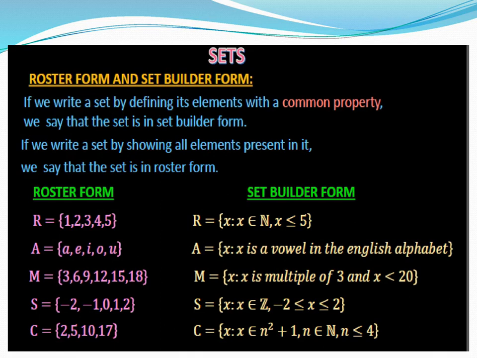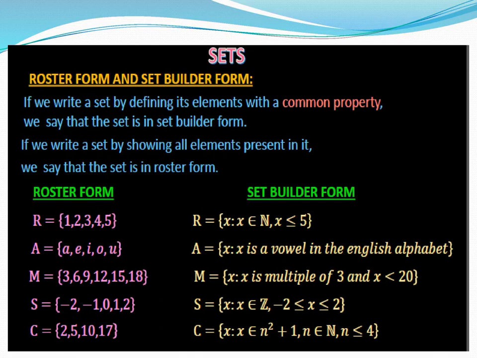Now, sets are represented in two forms. The first one is the roster form and the second one is the set builder form. If we write a set by defining its elements with a common property, we say that the set is in set builder form. Set builder form contains one common property. But if you write a set by showing all the elements present in it, we say that the set is in roster form. Here some examples are there.